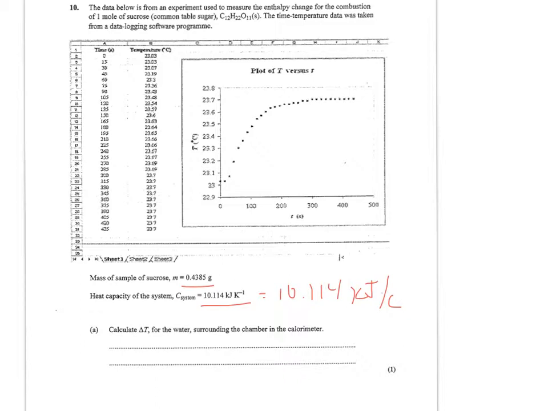So it says calculate delta T for the water. This is really as easy as it looks. You start at 23.03, you go up to 23.7, so you just subtract these two, 23.7 minus 23.03, and your temperature change is 0.67 degrees Celsius.